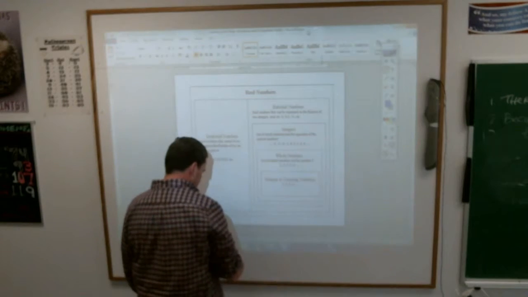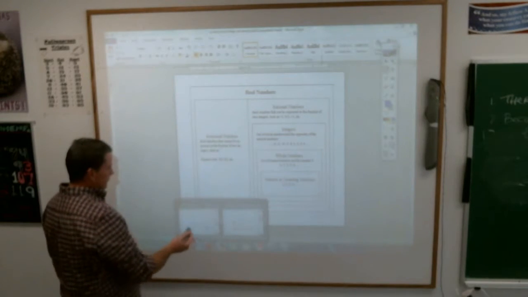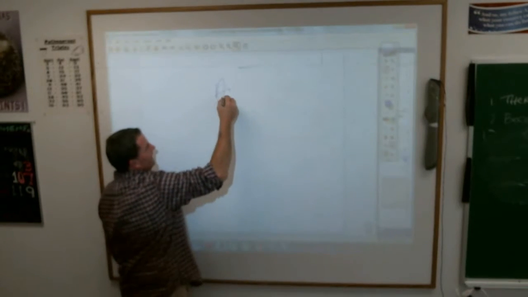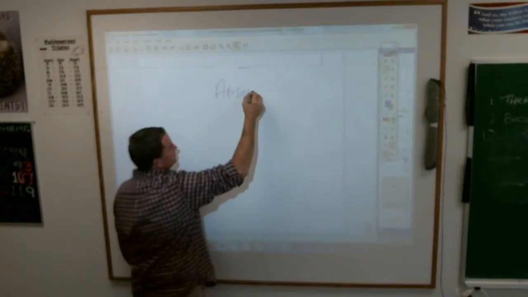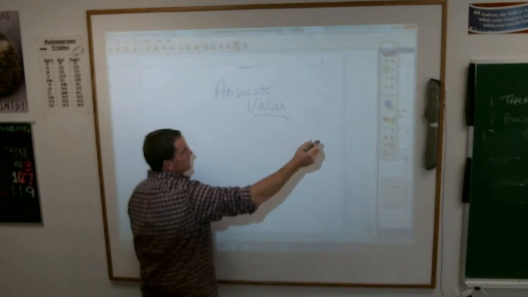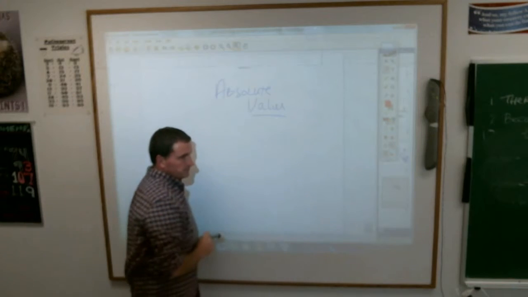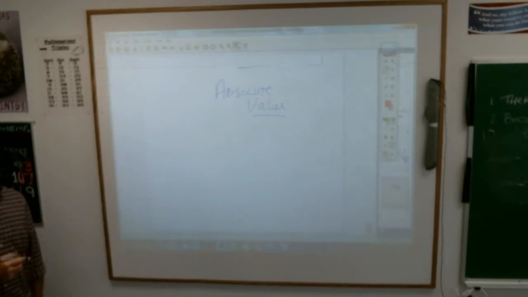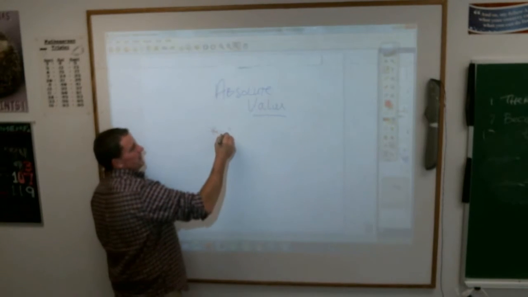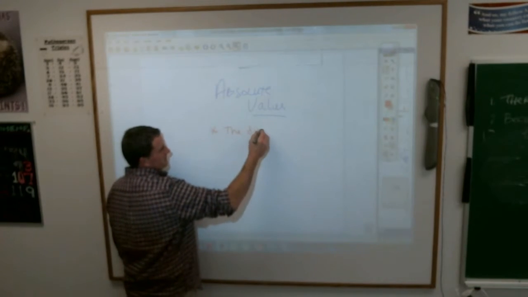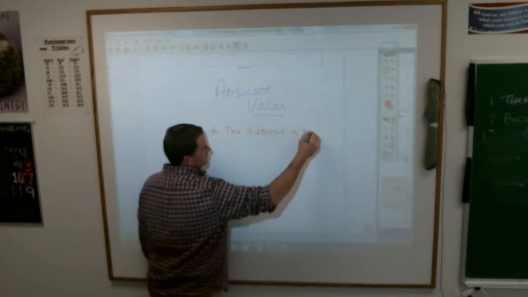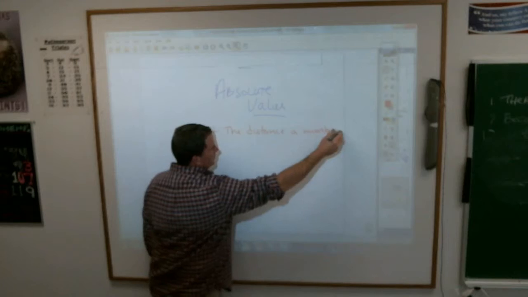Absolute value. Did we talk about absolute value before? Yeah. Write this on top of your paper, absolute value. Anybody remember what absolute value is? Probably not, so let's just write it down. Absolute value is the distance a number is from 0.